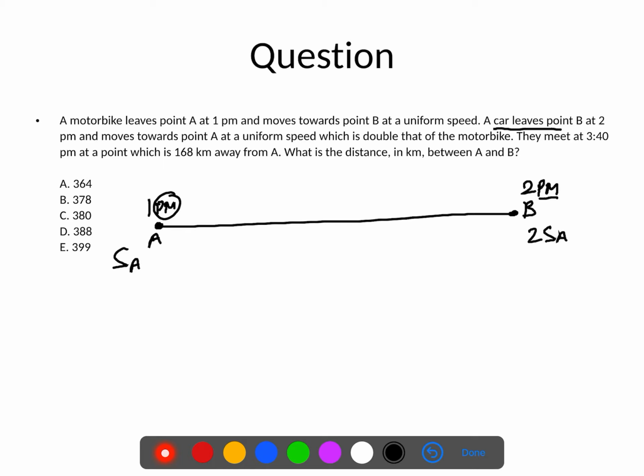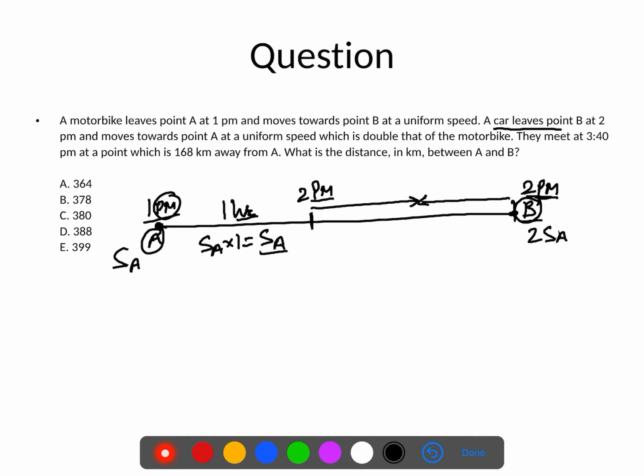Now the thing is, the car started at 2 p.m. So when the car started, the motorbike would have already moved for 1 hour, because the motorbike started at 1 p.m. So at 2 p.m. it'll reach some point. In 1 hour, speed into time, it'll travel SA miles. So at 2 p.m. the car also starts from this point, and they meet at 340.